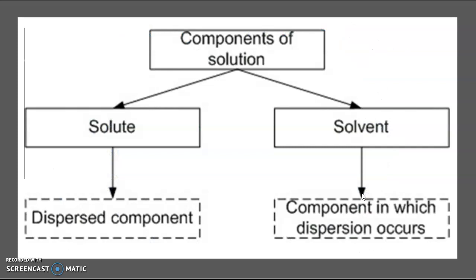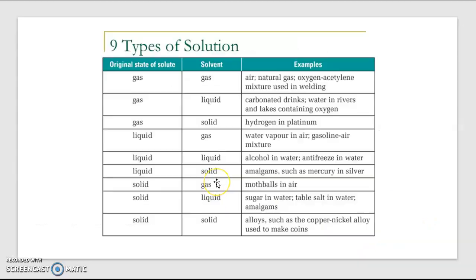What is exactly a solution? Well, the components of a solution are the solute, that is the dispersed component, and the solvent, that is the component in which the dispersion occurs. We have different types of solution: gas into gas, gas into liquid, gas into solid, and so on. And here you have some examples that you can read carefully later.